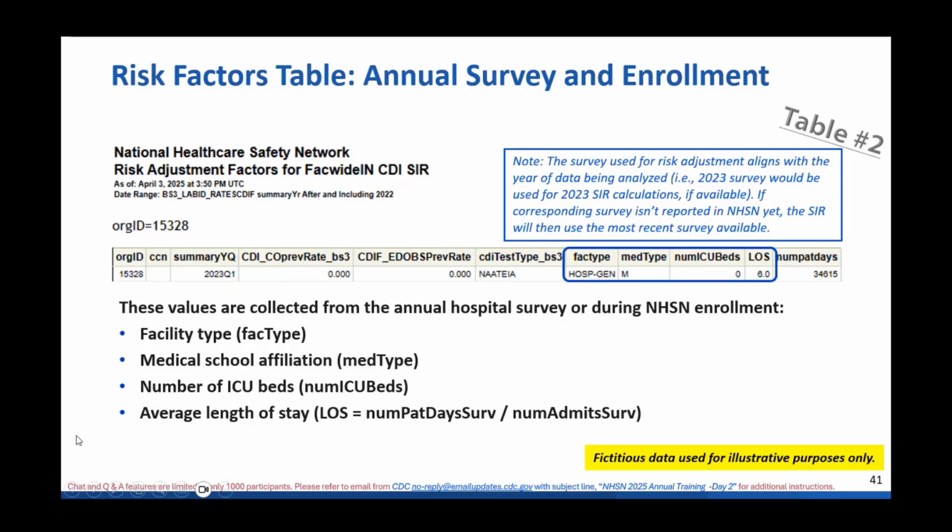Just a note regarding the survey. The survey year that's used in the risk adjustment will align with the year of data being analyzed. So in this example, we use the 2023 survey because we are calculating the 2023 SIR. However, if the corresponding survey is not available, the SIR will use the most recent survey that is available.